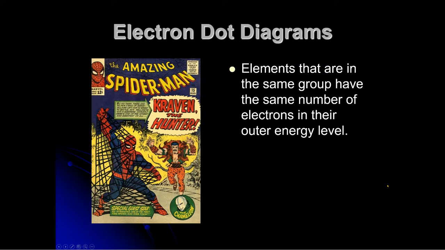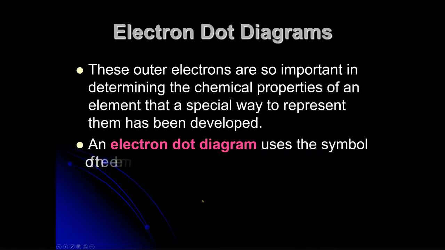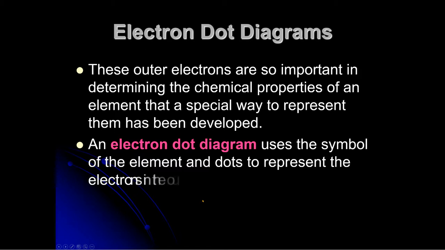That brings up electron dot diagrams, okay? Elements that are in the same group have the same number of electrons in their outer energy level. These outer electrons are so important in determining chemical properties of an element that a special way to represent them has been developed. It's called the electron dot diagram, and it uses the symbol of the element and dots to represent the electrons in the outer energy levels.